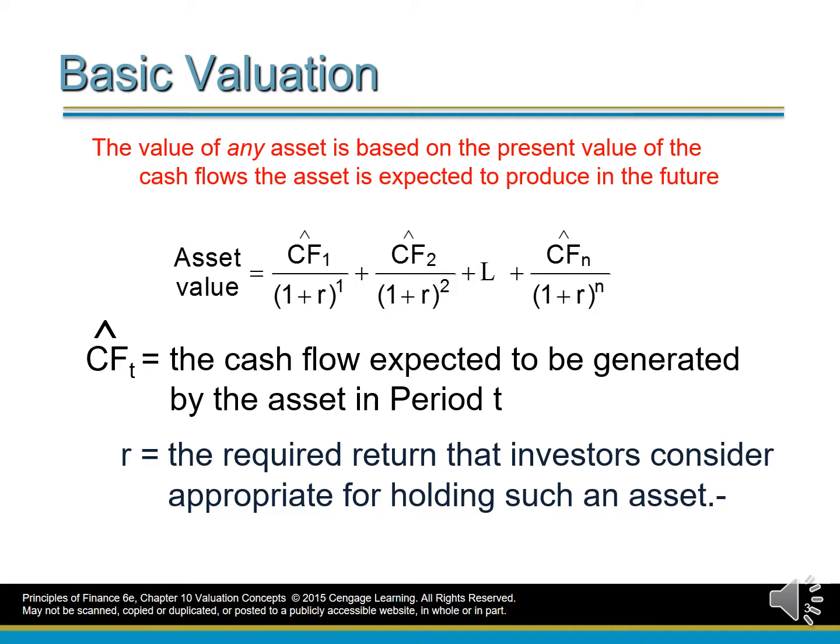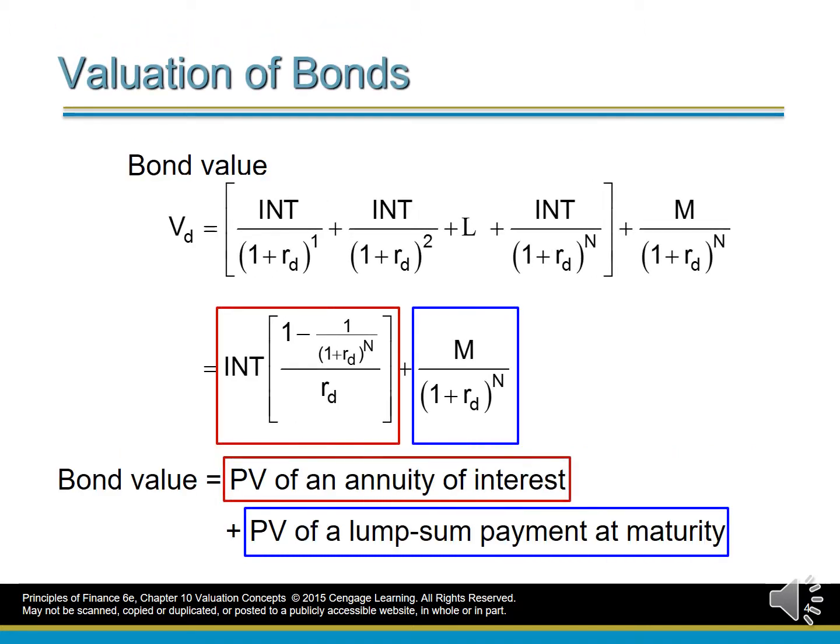Basic valuation. The value of any asset is based on the present value of the cash flows the asset is expected to produce in the future. Valuation of a bond. The bond value is the present value of an annuity of interest plus the present value of a lump sum payment at maturity.